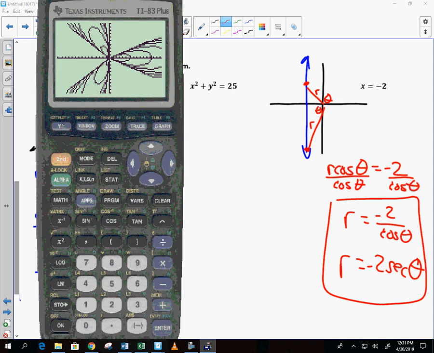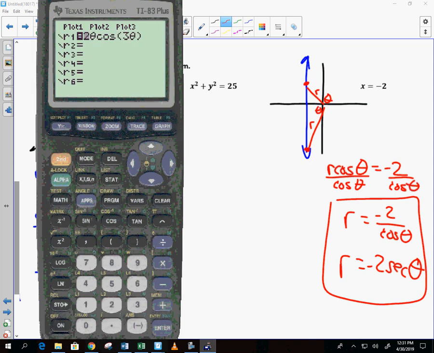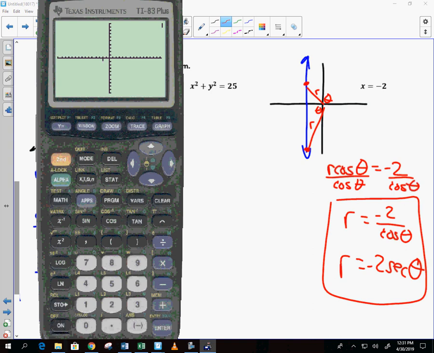But your calculator doesn't have a secant button. So suppose I go in here and I go -2 divided by cosine of theta. And I press graph. Get a vertical line. That may not seem like a big deal to you, but if you were to go back into your rectangular form, your y equals, and try to graph a line that's vertical, you wouldn't be able to do it. I mean, is that a function? No, it doesn't pass the vertical line test. It fails. So you can see the different shapes you're able to generate, which is pretty cool.